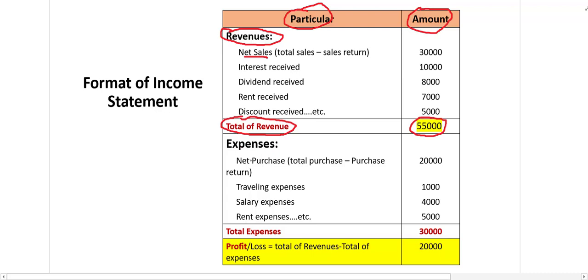Expenses. The first expense is of course purchase, which we usually need to find out as net purchase. How to find out net purchase? Total purchase minus purchase return.